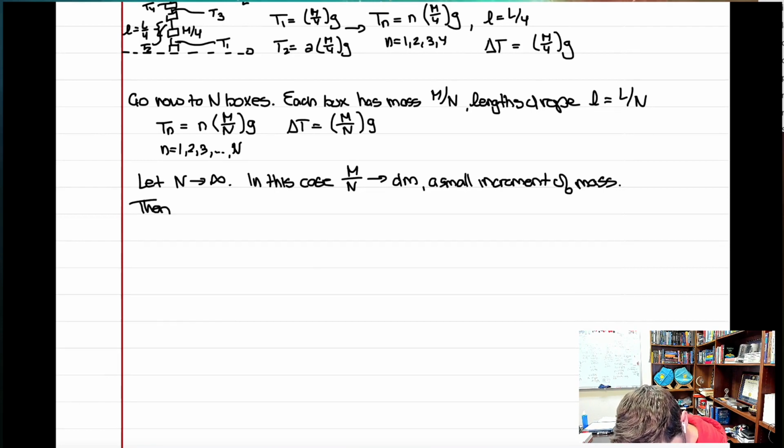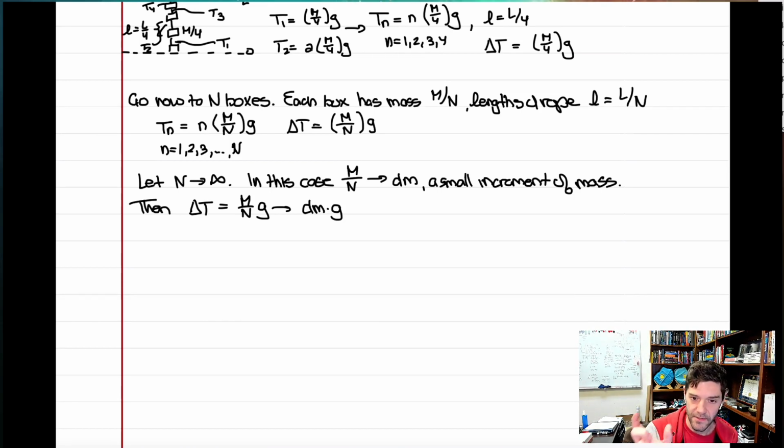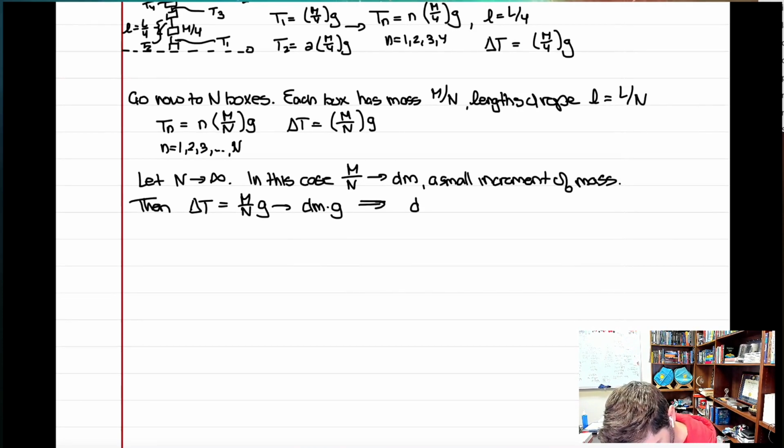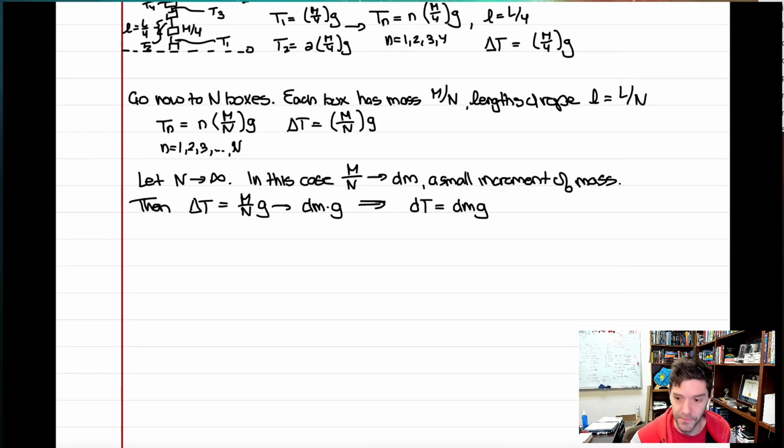If that's the case, then delta t above looks like it was written as m over big N times g. That goes to dm times g. And so to make the notation correct, since we're thinking of these things in the calculus limit, again, where dm is exceptionally small but non-zero, but dm squared is so small we can ignore it, where delta t or delta m might be some big bulk change. So what I really want to write is that delta t becomes dt, equal to dm times g.